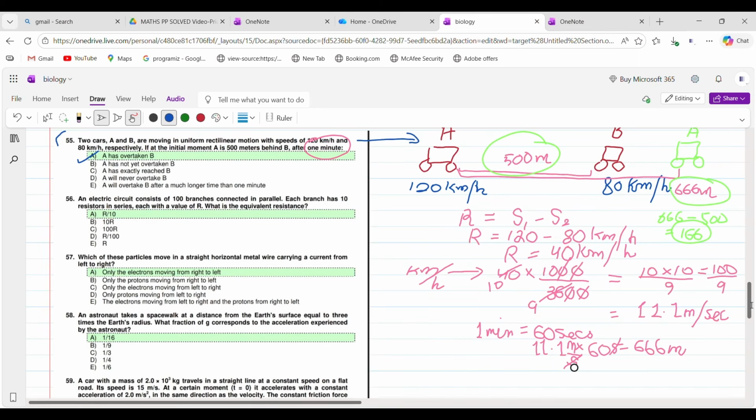Question number 56. Okay, it's again very interesting. An electric circuit consists of 100 branches connected in parallel. Each branch has 10 resistors in series, each with a value of R. What is the equivalent resistance? Basically, they are asking us to find the equivalent resistance. What is a resistor? A resistor opposes the current flow. If the current is flowing, there would be an obstacle which will oppose that current, and that obstacle is what we call a resistor. So I hope now you have a very basic idea of a resistor.